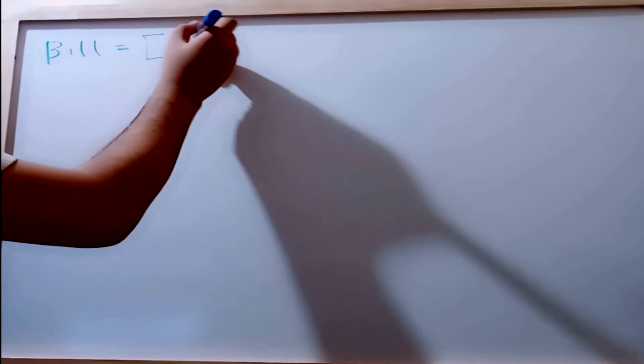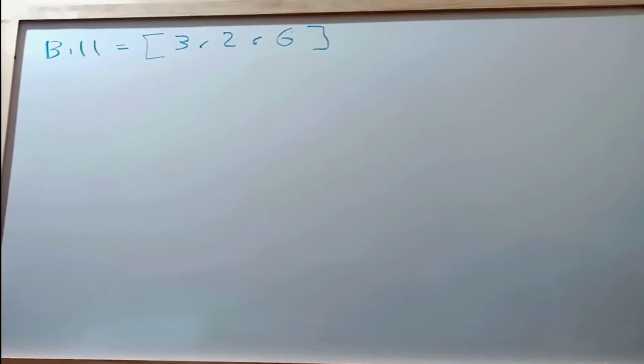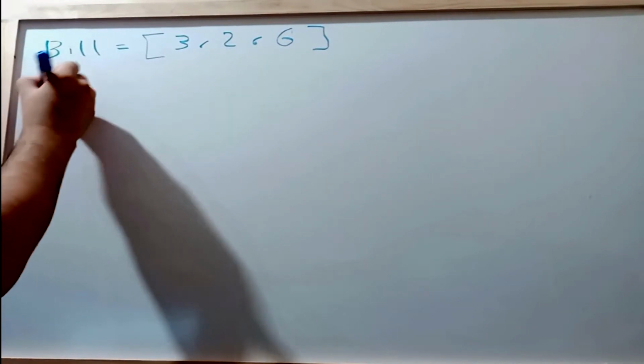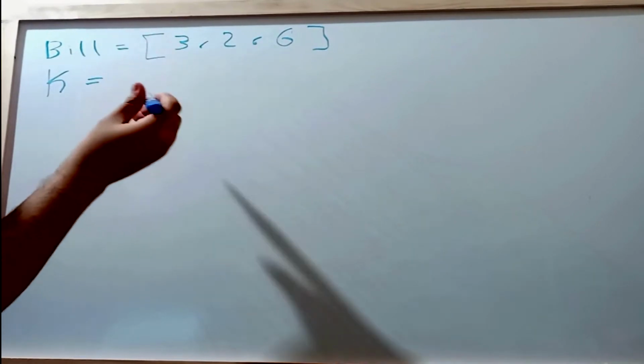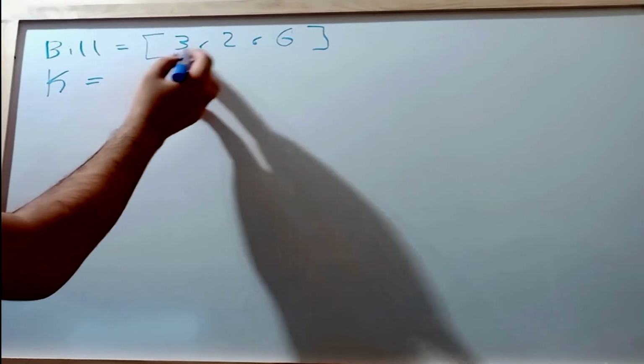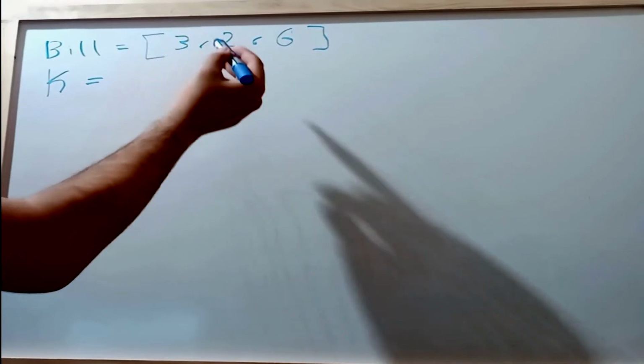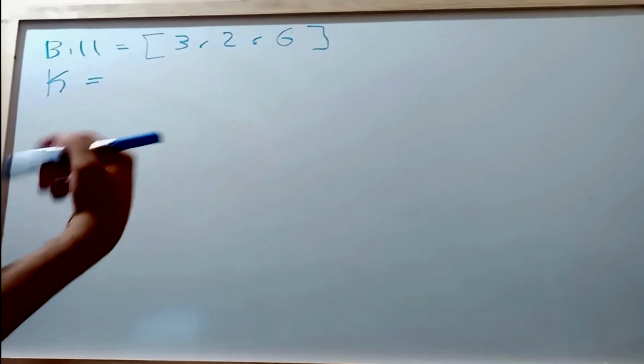So we will be given three main variables. The first one is bill. This will be a list of numbers, so let's say 3, 2, 6. The second variable, k, will equal an integer based on this list. For example, it could be 0, 1, 2, which indicates the index of the item that Brian wants but Anna doesn't want.